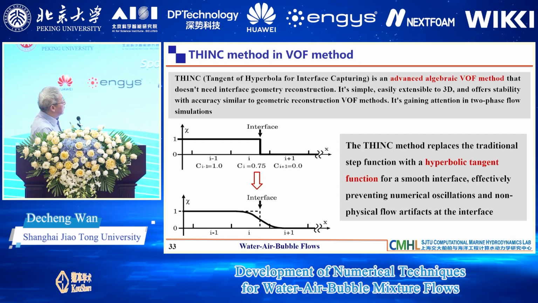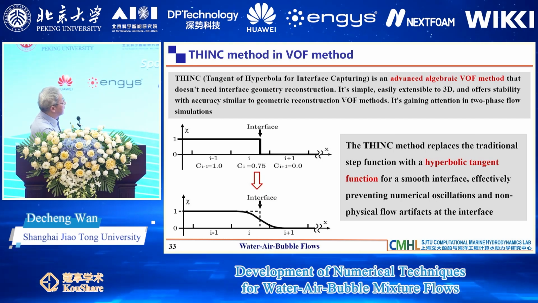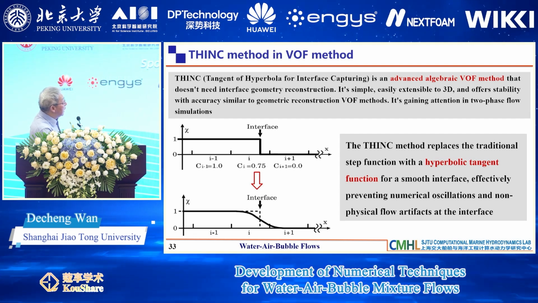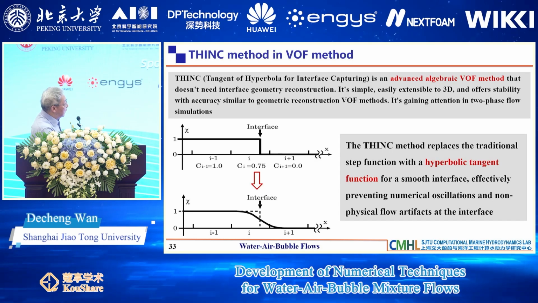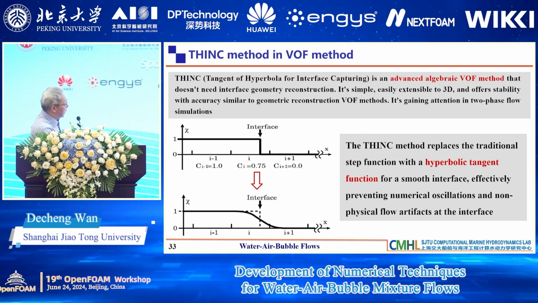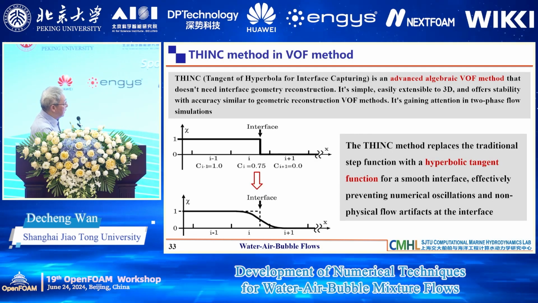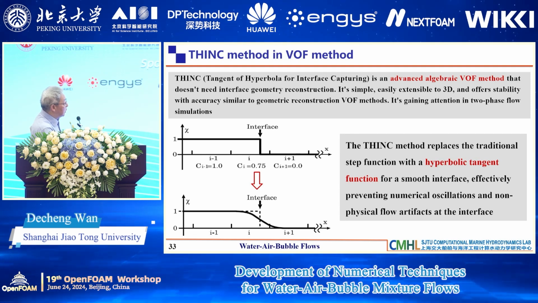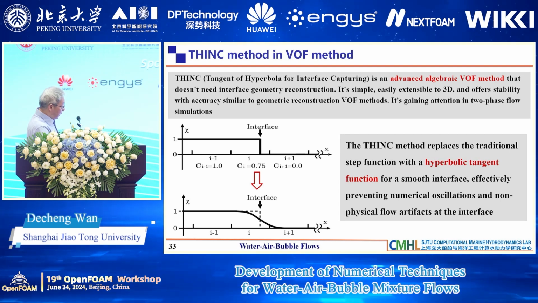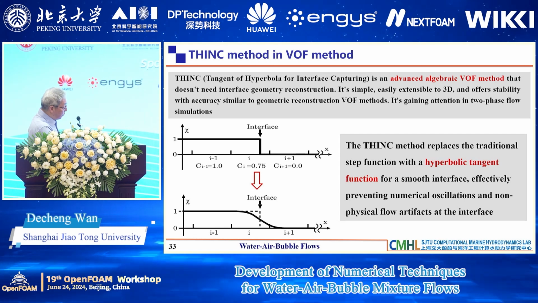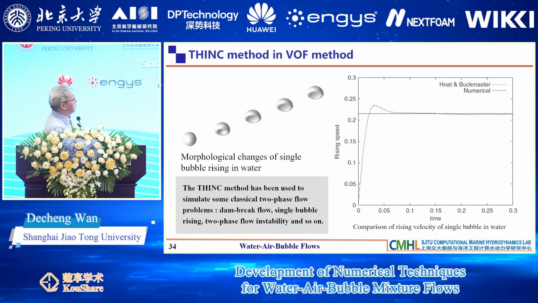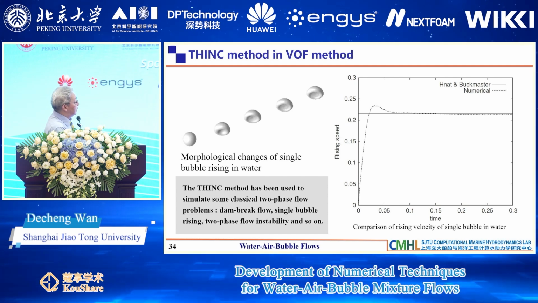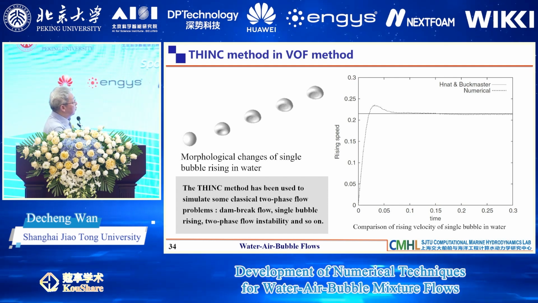So here I show you one example, the sync method. This is the algebraic VOF method. You construct this function for the interface, right? It's the hyperbolic tangent function to solve this. But you see there's a smearing of the interface here a little bit. So here is the example where we use the tangent method. You can see that we can capture the bubble rising.